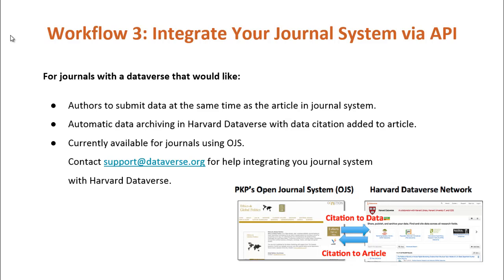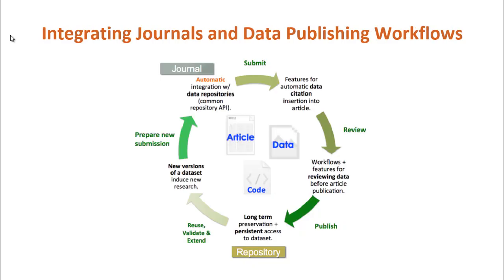So the publishing workflow is that there's the automatic integration. They submit, and the features for automatic data citation insertion go into the article. There are workflows and features for reviewing the data before the article publication. Long-term preservation and persistent access to the data set is made available. New versions of the data set induce new research. This is what we're trying to promote. And we're trying to make it easier and easier for people to share this data and automatically get this kind of workflow. So simply coming in and depositing your data, you get all of this in the back end.